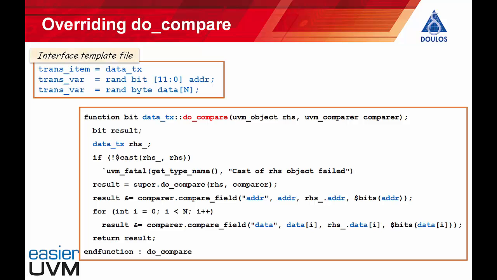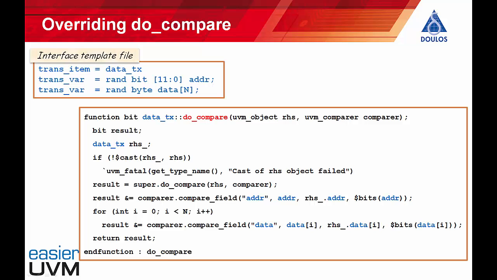And when you come to override doCompare, in the simplest case, all you need to do is to compare the fields of the transaction and return a 0 or a 1. And that's sufficient in the simplest cases. But it's better, in a sense, to make proper use of the policy object, because by using the policy object, you allow your users to fine-tune the comparison.